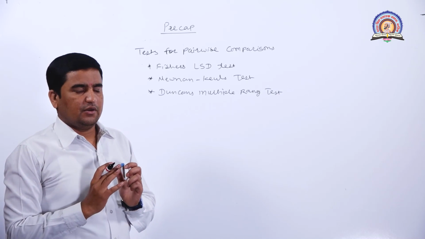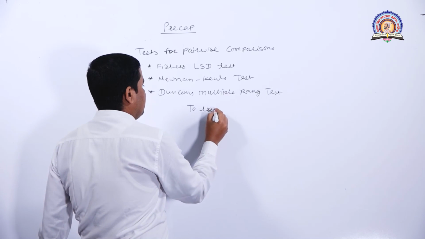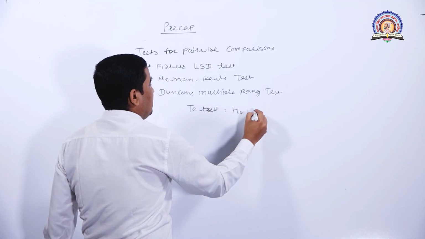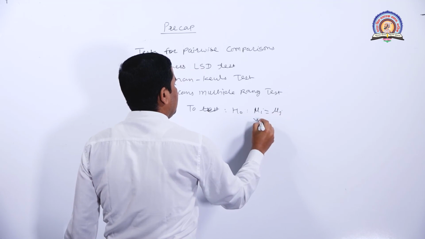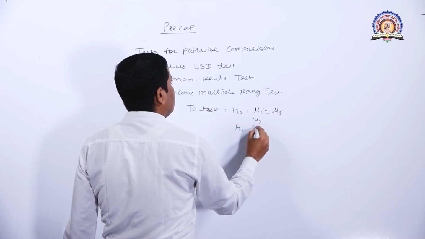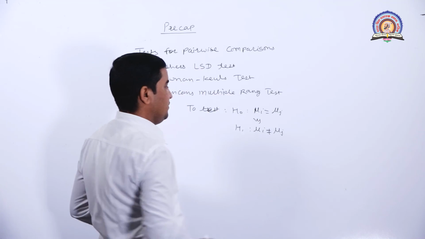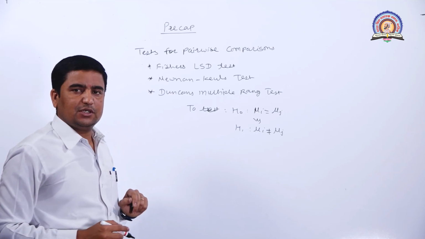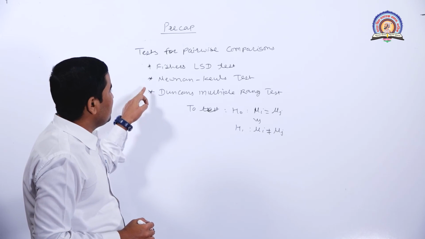In all these tests, we are going to test H naught, which is mu i equal to mu j, versus mu i not equal to mu j. So to check this, these three tests are used just like Tukey's test. In the next lecture, we are going to see these three tests.